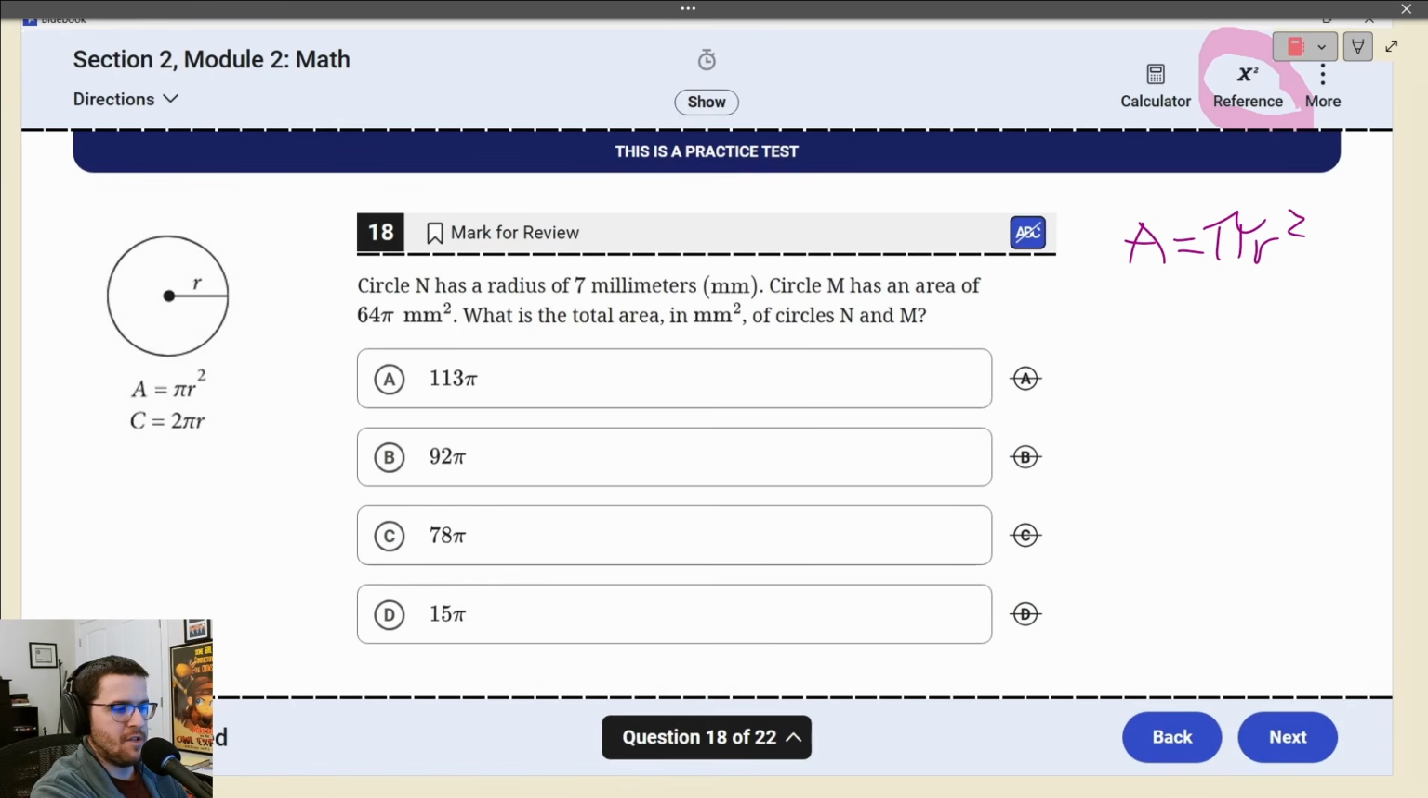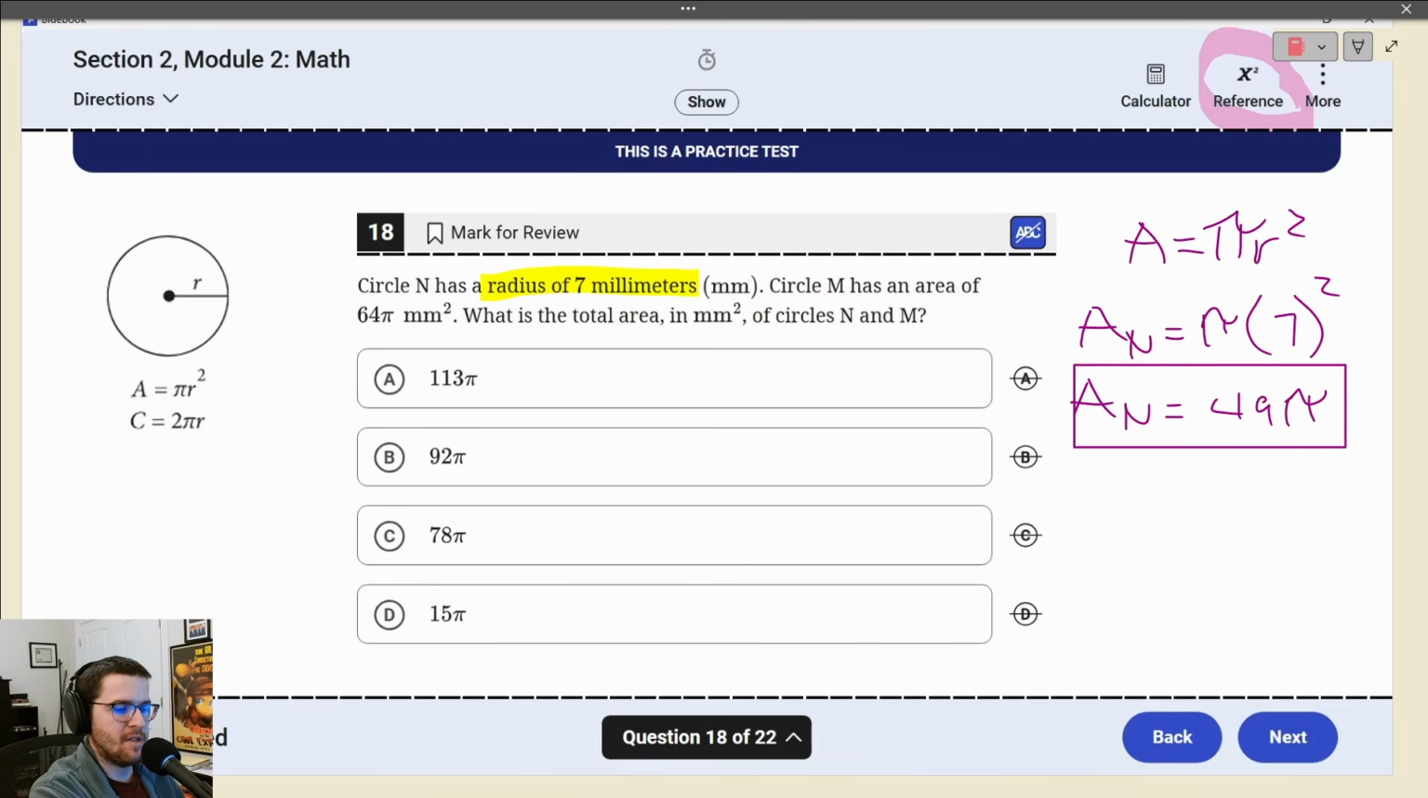It says it has a radius of 7 millimeters, so the area of circle N will be pi, and then we do 7 squared. 7 squared is 49, so this would be 49 pi. That's not the answer. I'm just going to put a box around that because that's important.